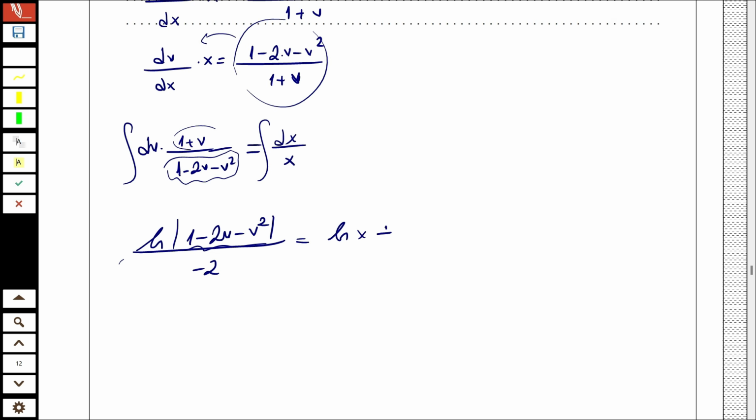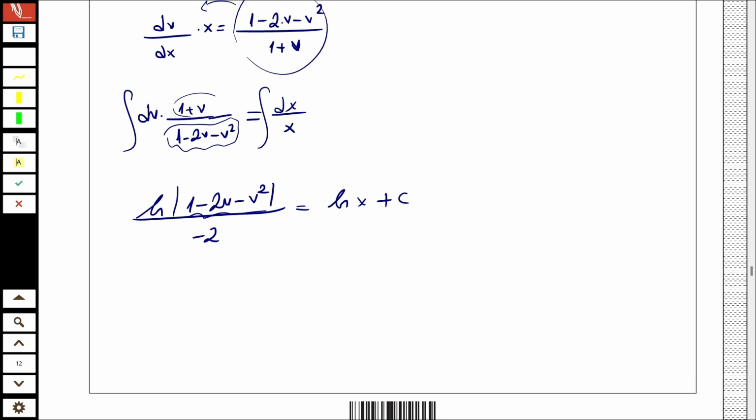By the way, do not forget the constant value. So from here you can also multiply both sides by minus 2. You will see that ln in absolute value 1 minus 2 times v minus v squared equals minus 2 times ln x plus, you can say, first write minus 2 times c, but it's already going to be the constant c. You can still replace this number with c.